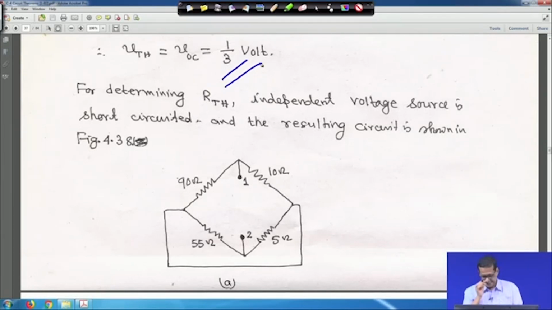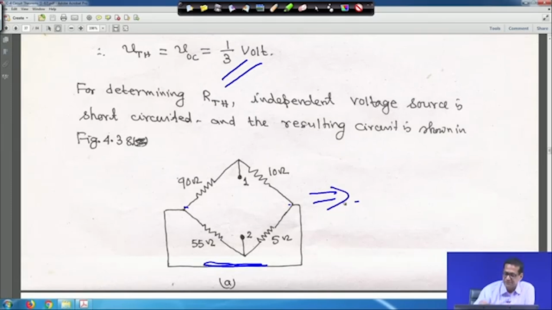Now, the second thing is you have to get the R Thevenin between terminals 1 and 2. For R Thevenin, the voltage source is shorted, that means these two points are shorted. If you draw the equivalent circuit diagram for this one, then I can make this terminal 1, right. But before making it, let it be there.